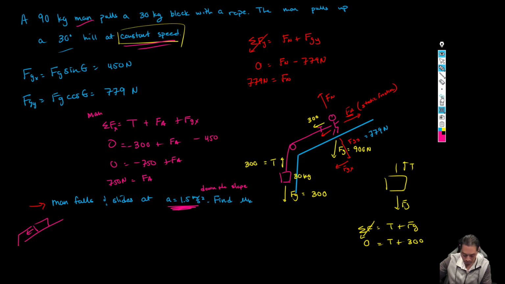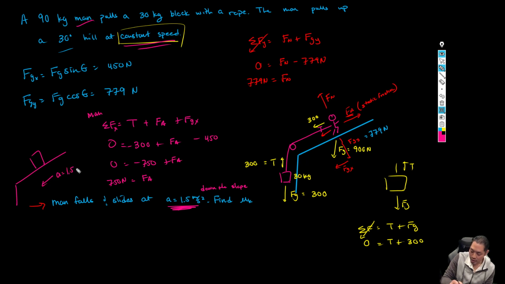Let me try to find some room. I'll do it right here. I'm going to draw a block for the man sliding down at a equals 1.5 meters per second squared. You have tension that's this way. You have FGX, which is this way. You have the force of friction, which is this way because it's sliding down. Friction is going to be the opposite. Let me just make sure that's it. That's it. And then you have the weight right here, which has tension and then force of gravity.